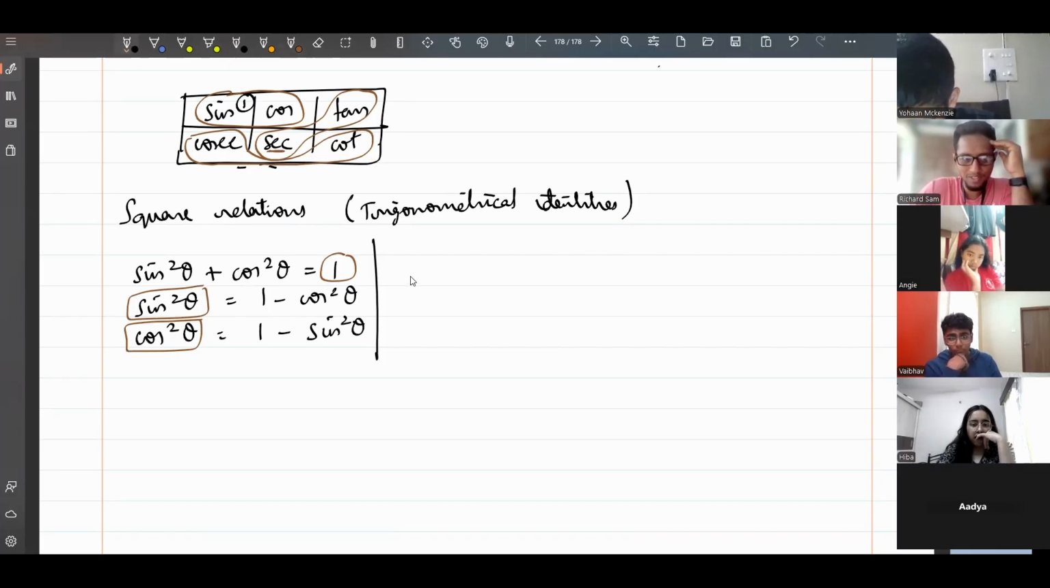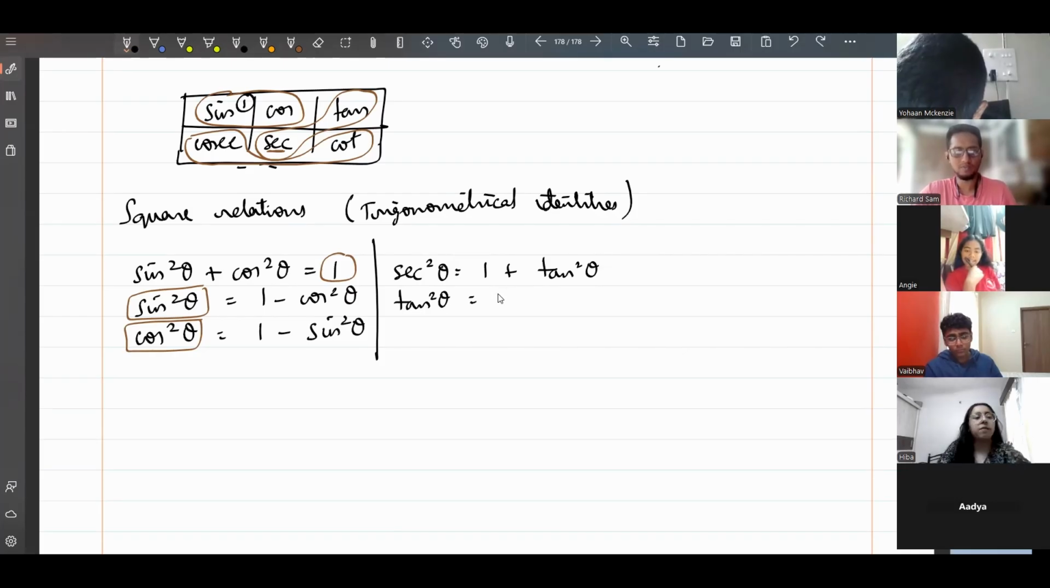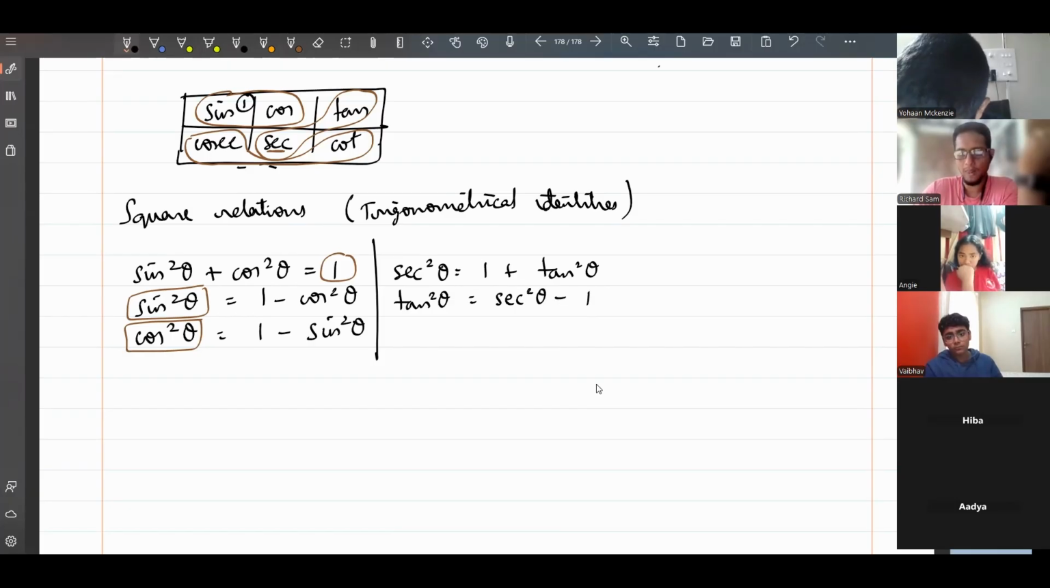So what will be your relationship? Since sec is the biggest, let's write sec as the subject. Sec square theta is equal to 1 plus tan square theta. Since sec is the biggest, you have to add the other two to get sec. Got it? Now if you make tan square theta the subject, you'll have to take the 1 to the left, or you can think of it like sec square theta is the biggest. So it is sec square theta minus 1. Or if you make 1 the subject, again sec square theta is the biggest, so it is sec square theta minus tan square theta. Did you all get it?